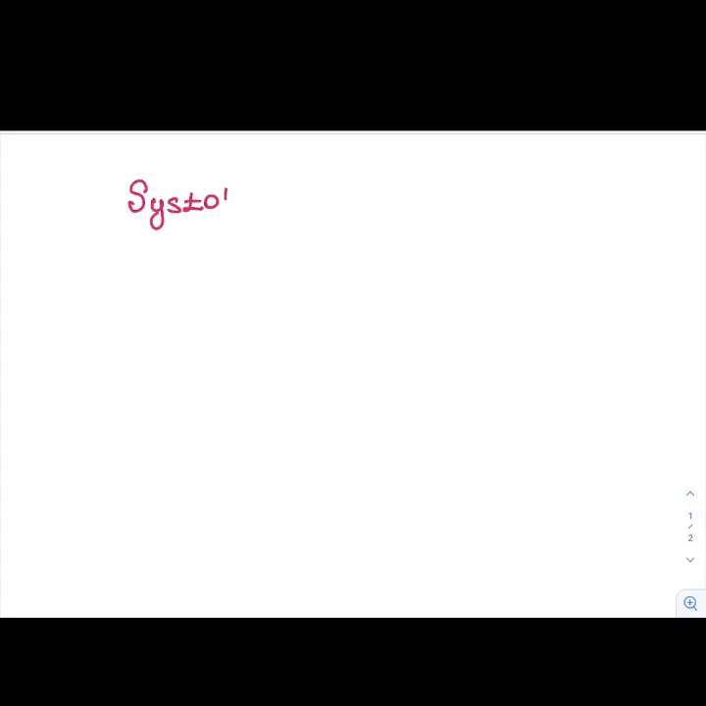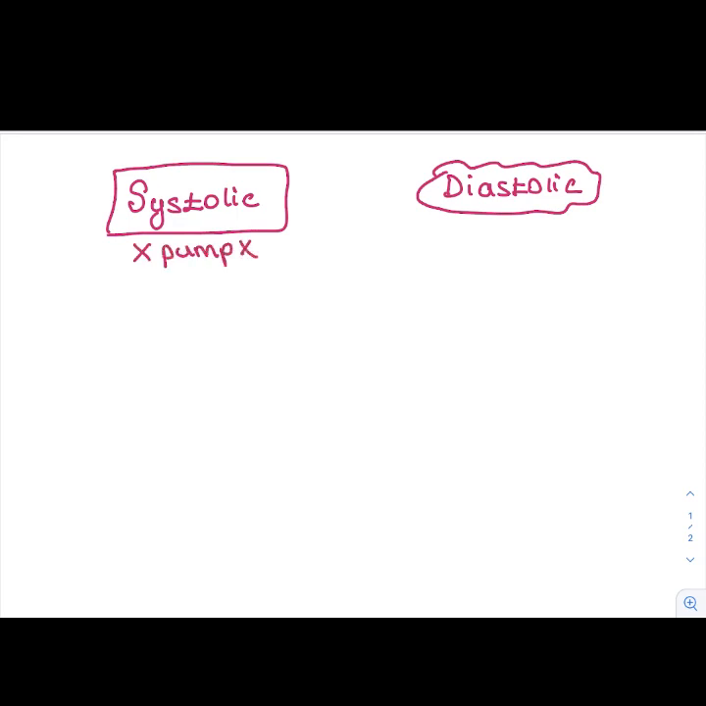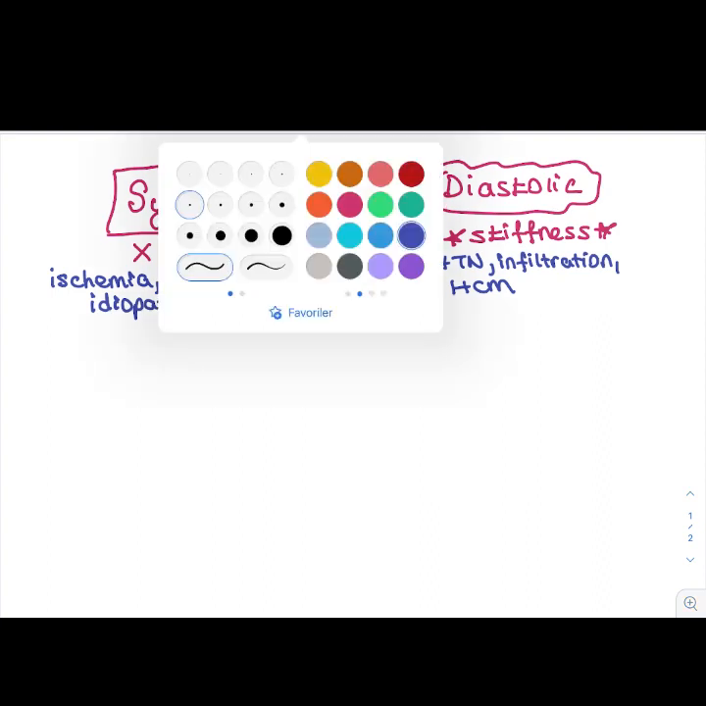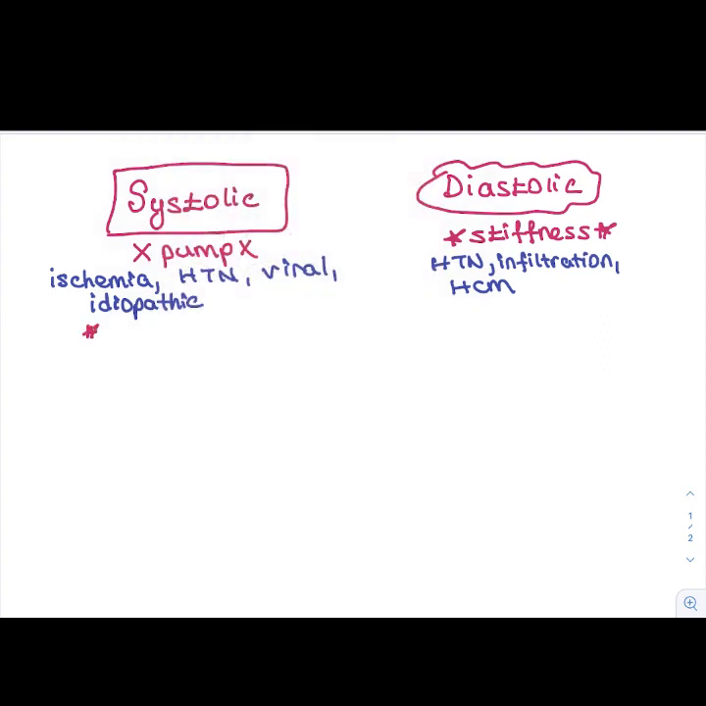So let's talk about systolic and diastolic heart failure. In systolic heart failure, there is pump dysfunction, whereas in diastolic heart failure, there is stiffness around the heart chambers. Systolic heart failure is usually due to ischemia, hypertension, viral and idiopathic causes, whereas diastolic heart failure is usually due to hypertension, infiltrative diseases, and hypertrophic cardiomyopathies. Please keep in mind that USMLE loves these questions.